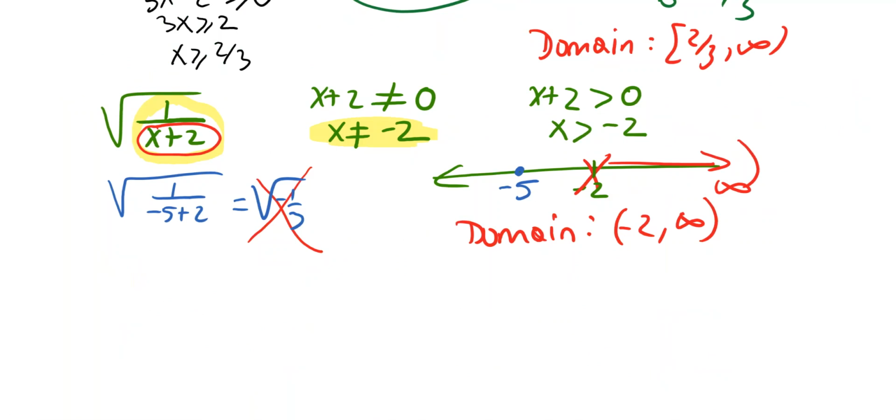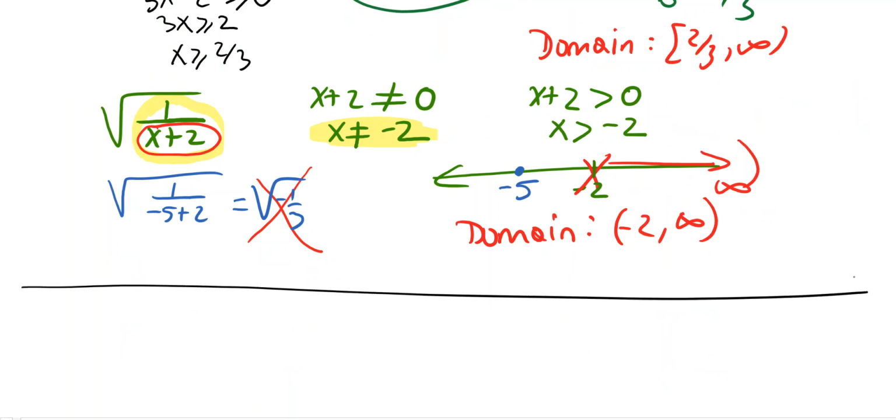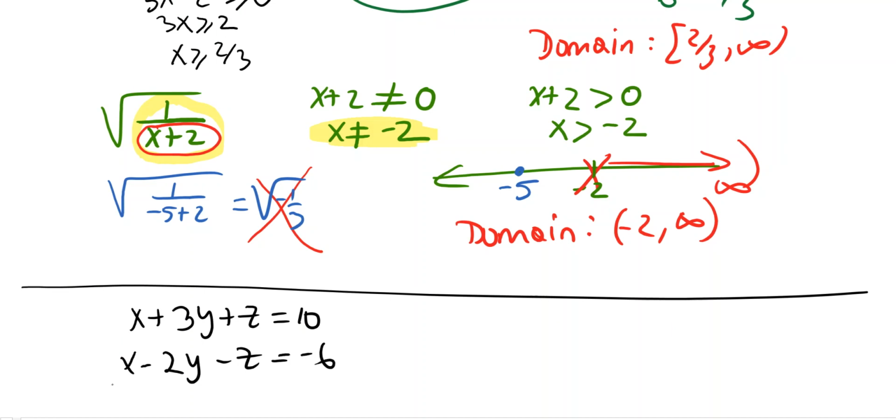Okay, so now let's look at a system of 3 equations and solving it. So if you have, for example, x plus 3y plus z equals 10, and then x minus 2y minus z equals negative 6, and then the third one, 2x plus y plus 2z equals 10. So this is your system.